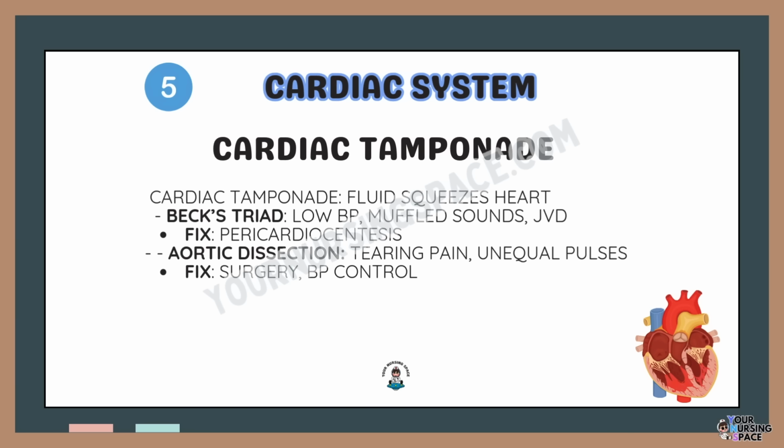Cardiac tamponade occurs when fluid accumulates in the pericardial sac, compressing the heart and impairing its ability to pump. You'll hear muffled heart sounds, see a drop in blood pressure, and note jugular vein distension, a combination known as Beck's triad. The life-saving intervention is pericardiocentesis, which drains the fluid. Another emergency, aortic dissection, presents with sudden, tearing chest pain radiating to the back, often with unequal pulses in the arms, and requires either urgent surgery or aggressive blood pressure management to stabilize the patient.